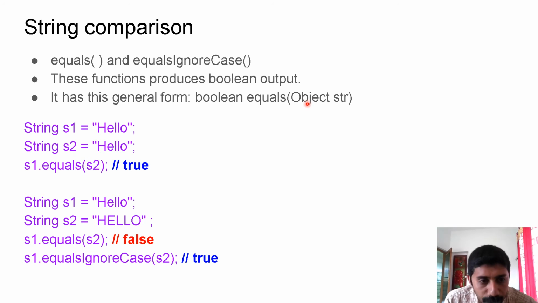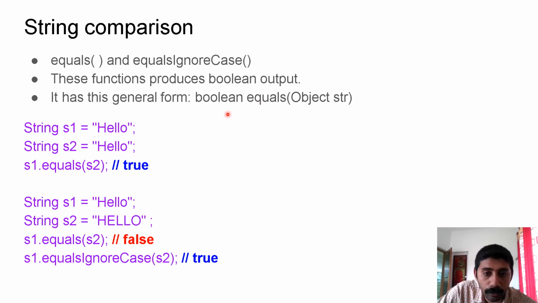Previously I mentioned that using equality, equal to, you cannot check the contents of a string. You can only check the reference value of the string variables. To check the content you have to use the equals method. There are two versions, equals and equals ignore case. These functions produce a boolean output whether two strings are equal or not.